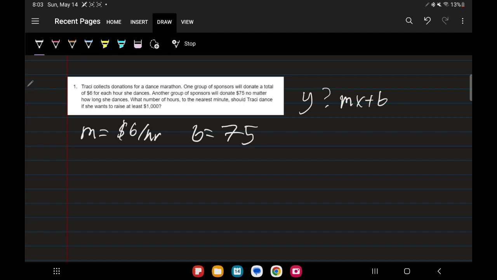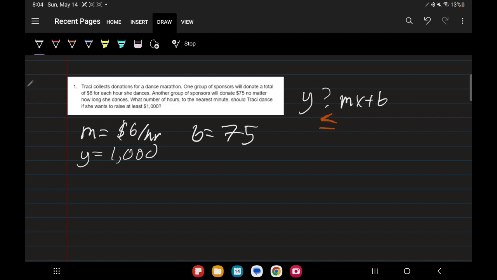What number of hours to the nearest minute should Tracy dance if she wants to raise at least $1,000? So the $1,000 that she wants is y. So y is usually what we want or what we don't want to go under, or some combination of those things. And in this case, since she wants at least $1,000, we know that the question mark should become this. y should be less than or equal to the amount of money she's bringing in.